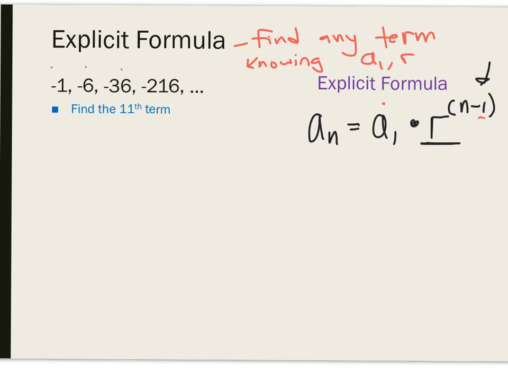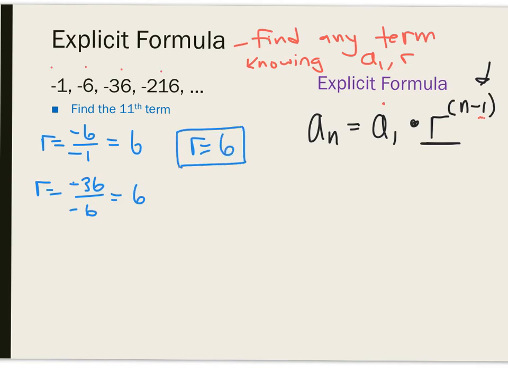So let's look at our example here. We have negative 1, negative 6, negative 36, negative 216. In order for me to find my r very quickly, I can just divide two numbers that are right next to each other. So negative 6 divided by negative 1 gives me a positive 6. Now I could stop there, but that doesn't necessarily mean that this is going to be geometric. So I just have to take another set of numbers and make sure that this works the same way. So r is equal to negative 36 divided by negative 6, which also gives me a 6. So that means my r is equal to 6. So I'm multiplying by 6 every time.